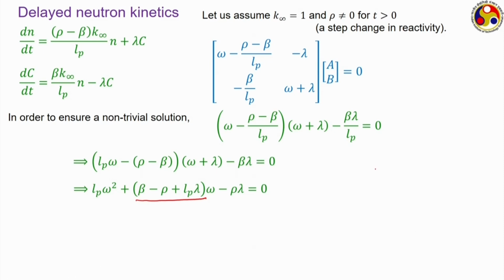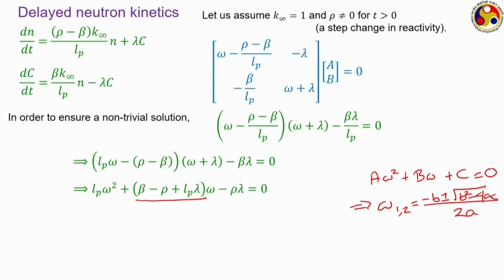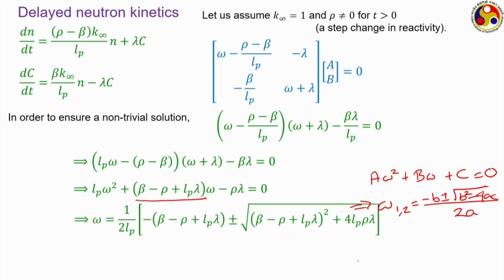Any quadratic equation can always be represented as a omega square plus b omega plus c equal to 0. In that case, there will be two solutions, which should be equal to minus b plus minus root over b square minus 4ac divided by 2a. So, the same thing is done here.